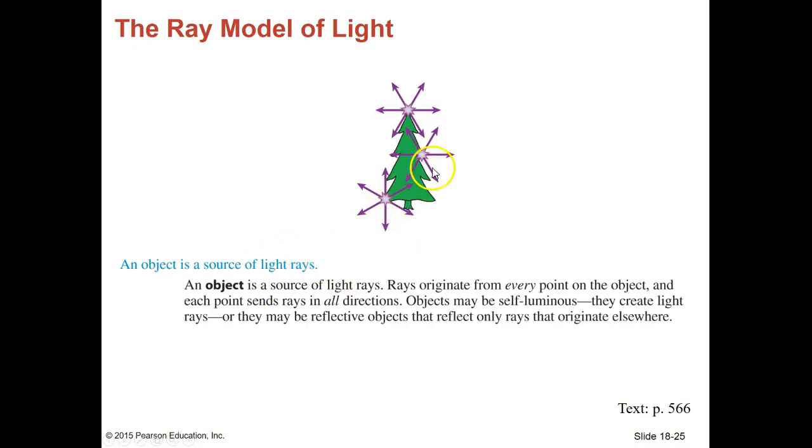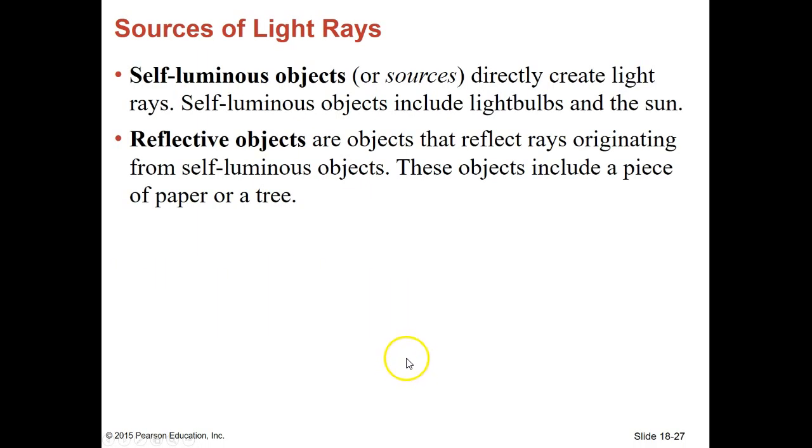An object is the source of many different light waves. Each one of the points on this Christmas tree would give off light rays. Objects can be self-luminous, they can create light rays, or they can be reflective, meaning only rays that originate somewhere else. So if you're in the dark, you won't see this Christmas tree, but if you have light shining on it, it will reflect light in all directions.